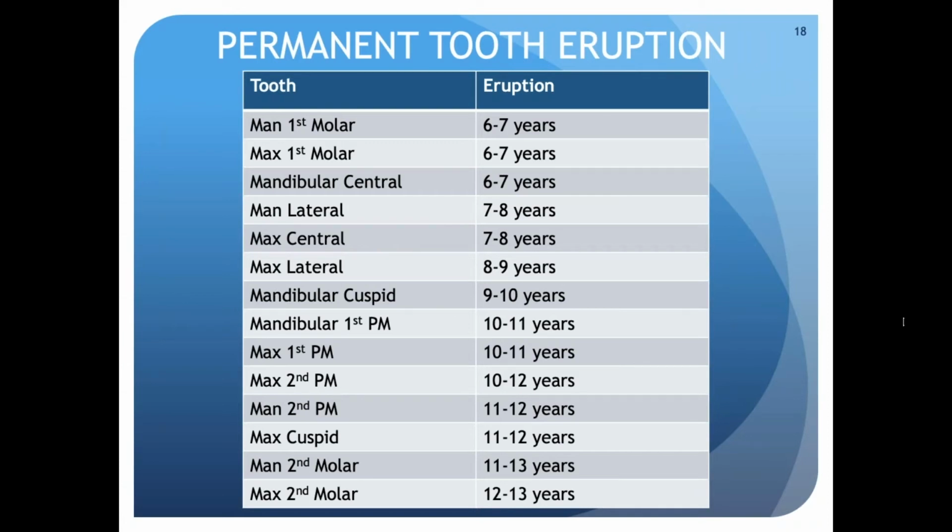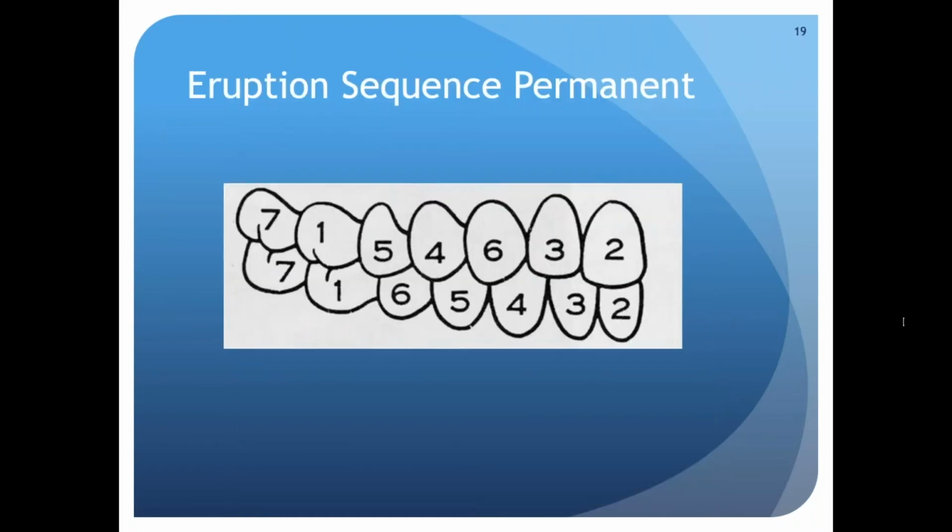Then we're going to go to the mandibular central and the mandibular lateral, and our maxillary central and maxillary lateral. And then things get a little weird here. Next, we're going to have our mandibular cuspid or canine at 9 to 10 years, and our mandibular first premolar. Then on the maxillary, we're going to have our maxillary first premolar and second premolar, followed by our mandibular second premolar, then our maxillary cuspid is going to come in, followed by our maxillary and mandibular second molars.